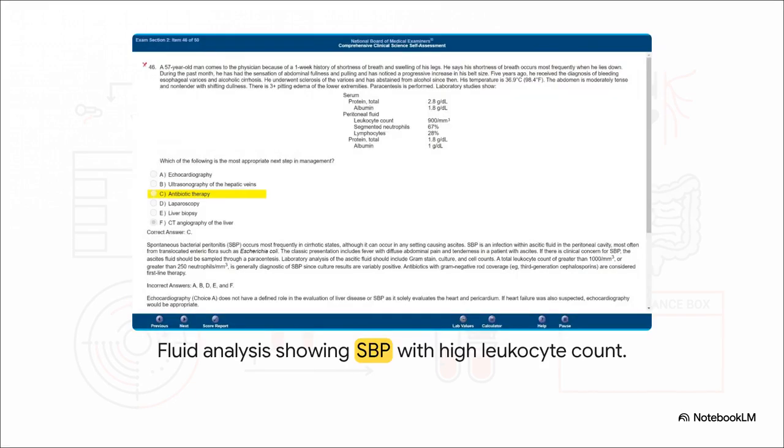Here's what that raw data looks like in the wild. You get the fluid analysis back. 900 total leukocytes, 67% segmented neutrophils. Do the math. That puts us way over our 250 threshold. This profile forces the immediate initiation of antibiotics to prevent rapid decompensation. There's zero gray area here.